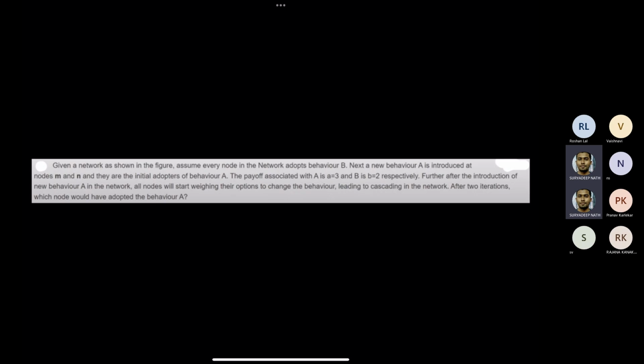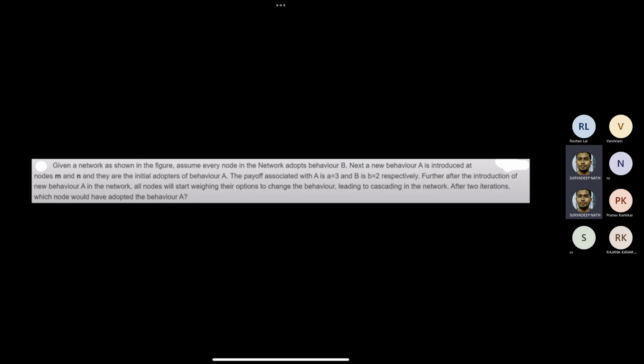more compared to old behavior. For P, it has two new behavior, one old behavior. So obviously P will take new behavior. So only after the first iteration, R is left out with old behavior.